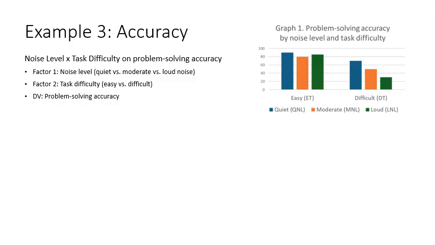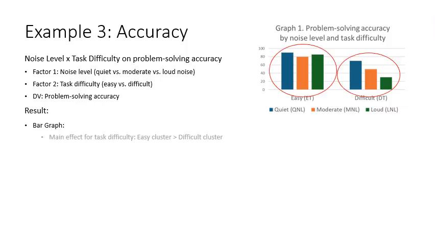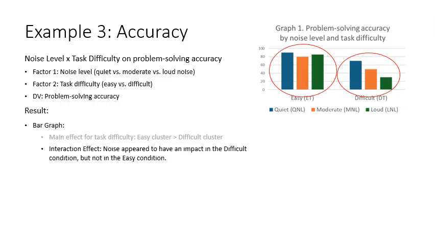So in this example, we're looking at accuracy, and we took a look at this problem in main effects. So we were just looking at noise level and task difficulty on problem-solving accuracy. So when we look at the bar graph, we can see that there was a main effect for task difficulty. That is, the cluster associated with easy is higher than all the bars associated with difficult. But we also have an interaction effect.